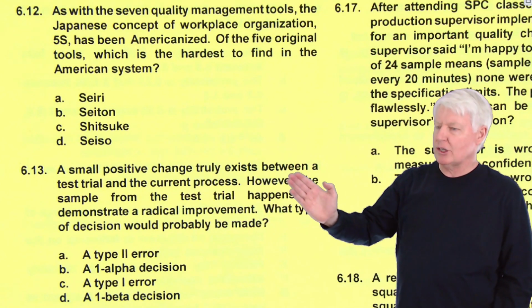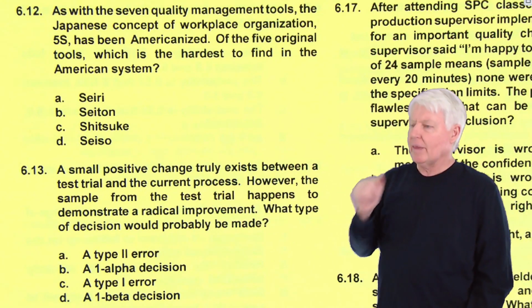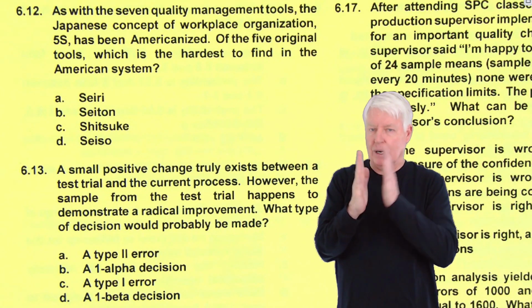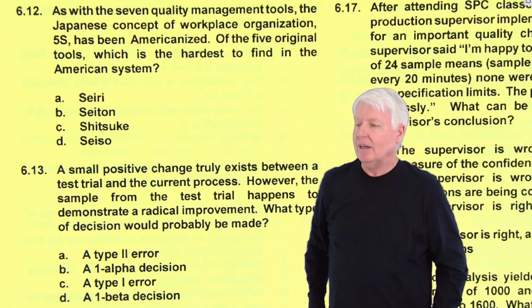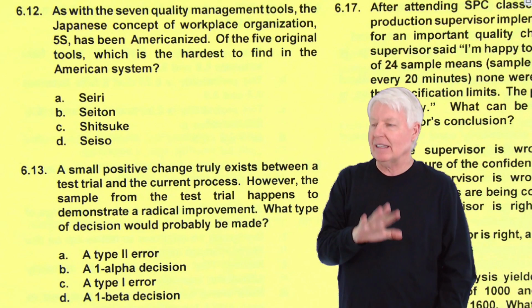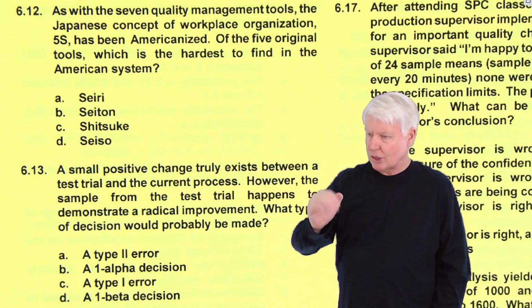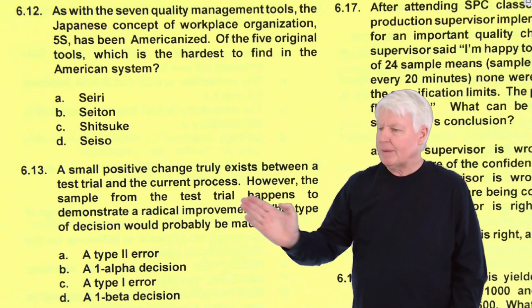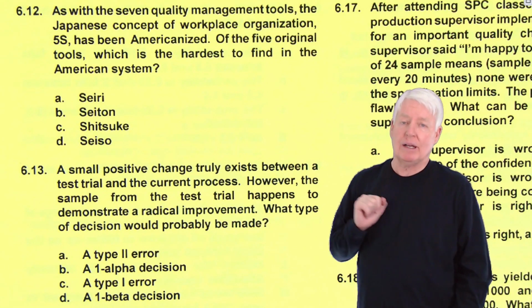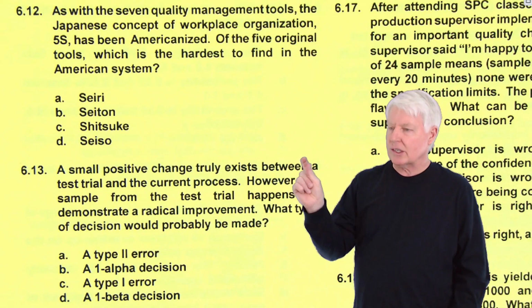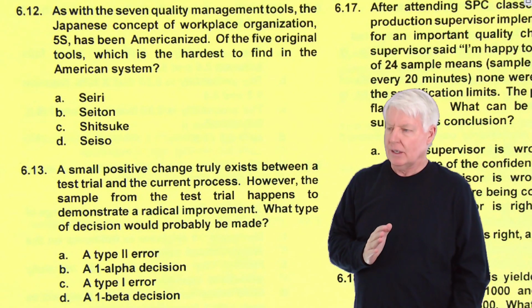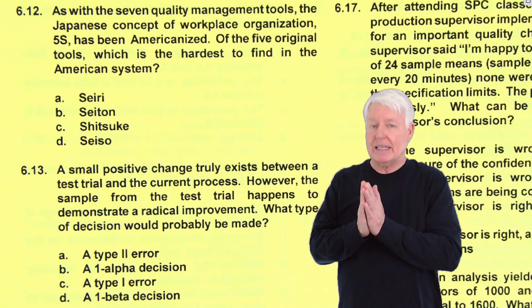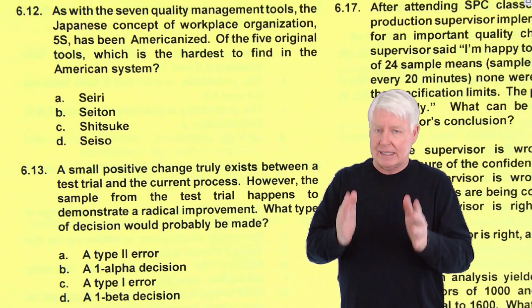A small positive change truly exists between a test trial and the current process. Okay? So something really did change in the process. It's a statistically significant difference. However, the sample from the test trial happens to demonstrate a radical improvement. Okay, so it was just a small change, but your test said there was a big change. Well, these tests are not designed to tell you if it's a big change or a little change. It's just designed to tell you, is the change statistically significant?